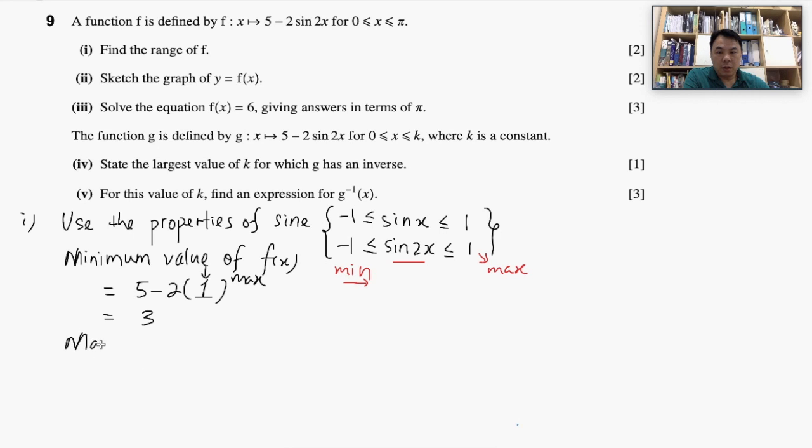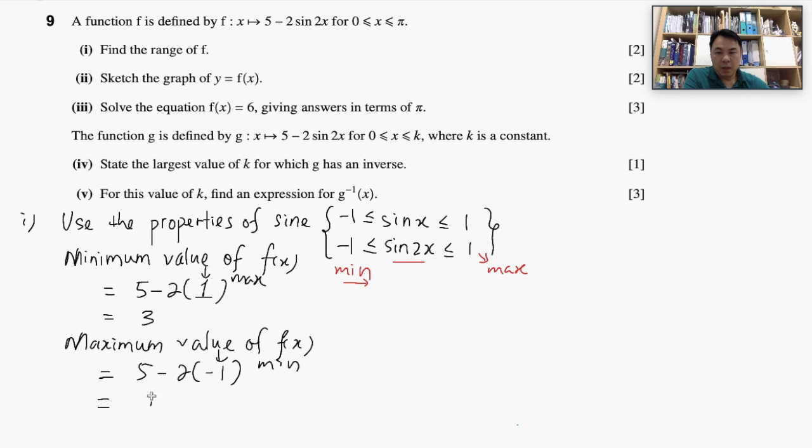Next, I'm going to get the maximum value of f(x). In order for me to get this expression to be maximum, I need to make sure that this section here must be minimum. Which one is minimum? Negative 1.